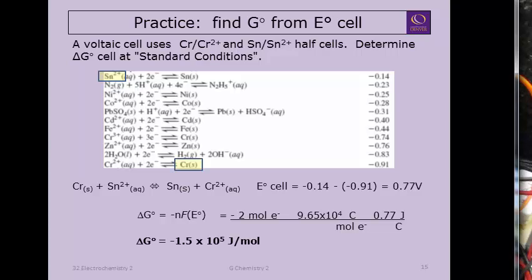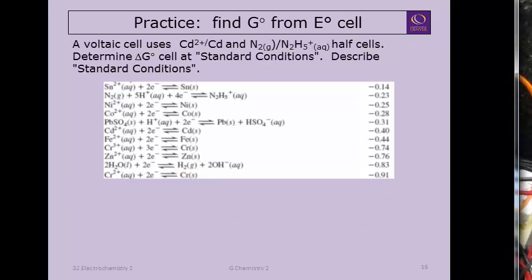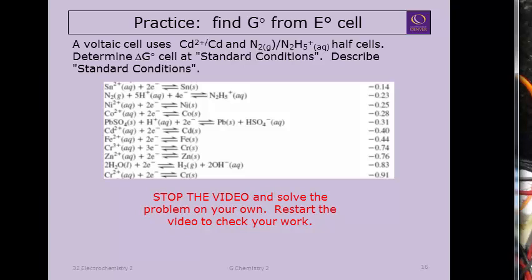Plug and chug, and you get free energy of negative 1.5 times 10 to the 5th joules per mole. All right, now here's one for you to practice. I've got a cadmium 2 plus ion cadmium couple, nitrogen going to a hydrazinium ion, an ionic form of hydrazine. I want you to determine the free energy at standard conditions, and while you're at it, describe standard conditions. I want to see if you're ready to do that. So stop your video, see if you can solve this problem, and when you're done, restart the video to check your work.